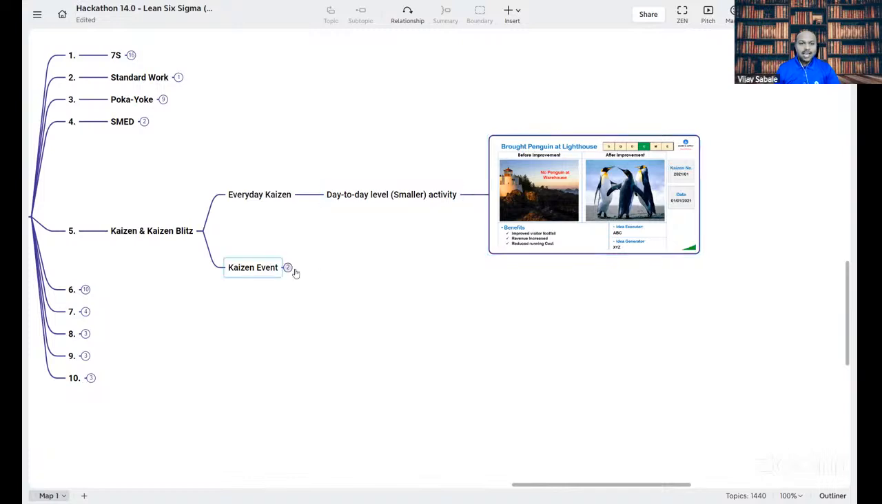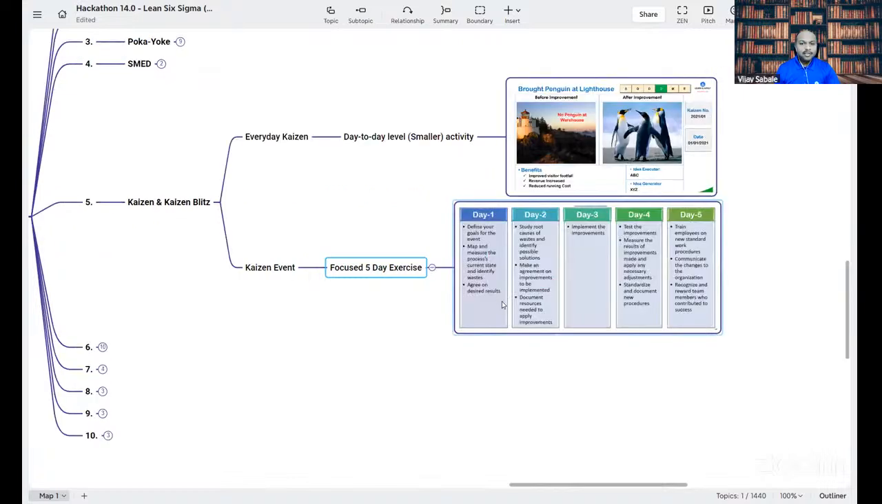The next one is the Kaizen event. Now, this is the bigger exercise. We can say it is a focused 5-day exercise. It includes a lot of activities: you need to define what problem you want to solve by the end of this Kaizen event, what your goal is, you need to form the team for it, and you need to map and measure the process. So it includes a set of activities that we need to complete on each day. That's a very focused approach, and it is also a cross-functional team.